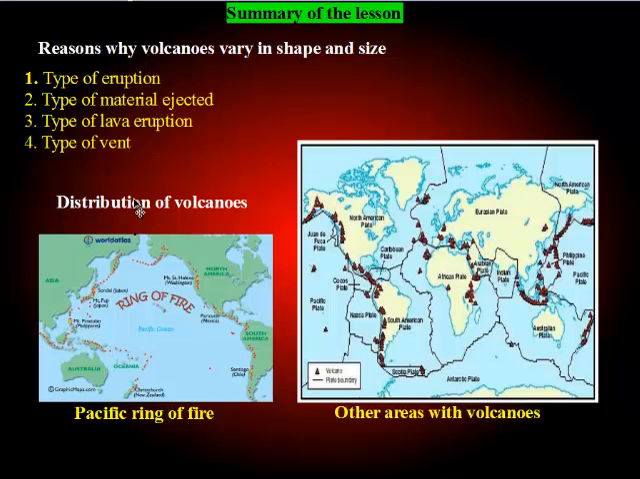We also looked at the distribution of volcanoes, where we said the most prominent place where there is a lot of volcanicity and earthquakes is what we call the Pacific Ring of Fire, found in the Pacific Ocean on the Pacific Plate. We also talked about some areas with volcanoes. We talked about South American, North American and the Juan de Fuca. We talked about Africa, Europe, and other places.